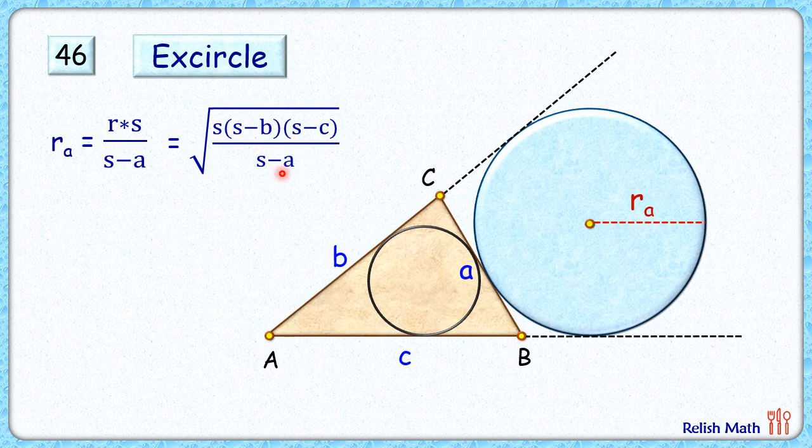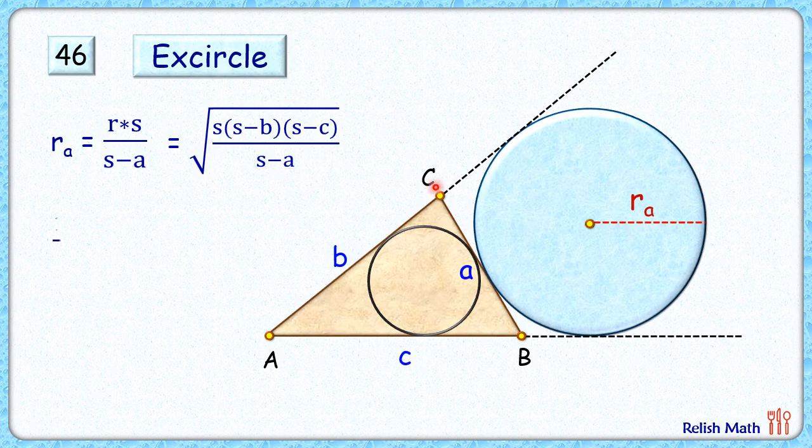So S minus A is not getting multiplied on top but getting divided. And how are we selecting S minus A? Because this ex-circle is opposite to vertex A and thus opposite to this side length A. So this S minus A is coming in the denominator. If you make this ex-circle, let's say here against this AB side and outside, then S minus C will come in the denominator.